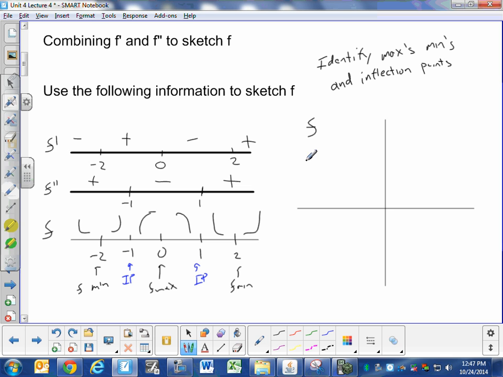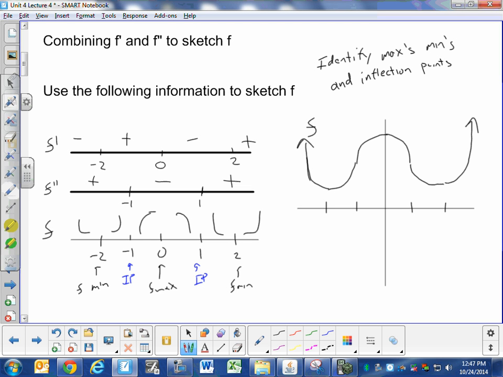Put it all together, and this is what the graph of f could look like. -1, -2, 1, and 2. I'll be decreasing concave up, increasing concave up till we hit an inflection point, increasing concave down till I hit a max, decreasing concave down, another inflection point, decreasing concave up till I hit a min, increasing concave up.